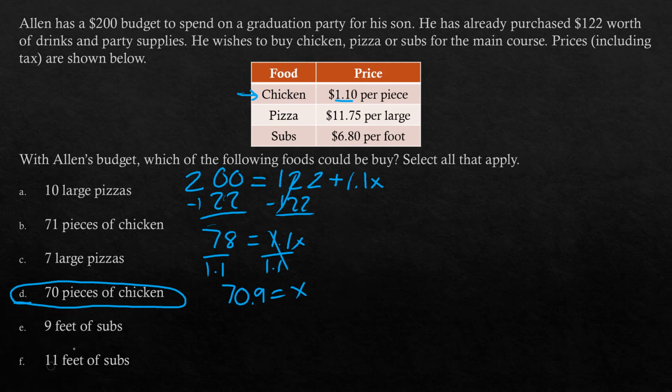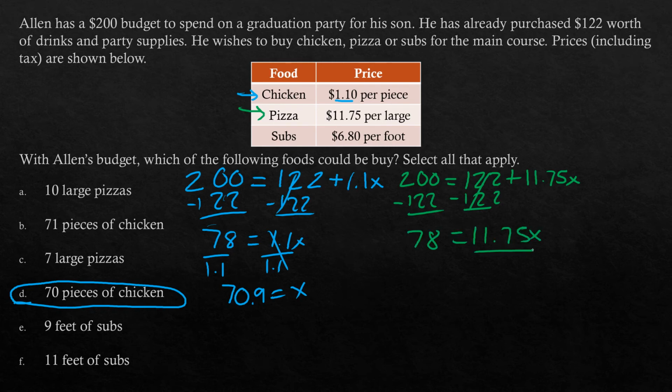Alright, now let's switch up colors here and do pizza. So we're going to do the same exact equation, but instead of having that 1.1, we're going to do 11.75x. Again, we're going to do the same thing. 78 is equal to 11.75x. Divide by 11.75. Type that into a calculator. When you do that, you get 6.6 equals x.